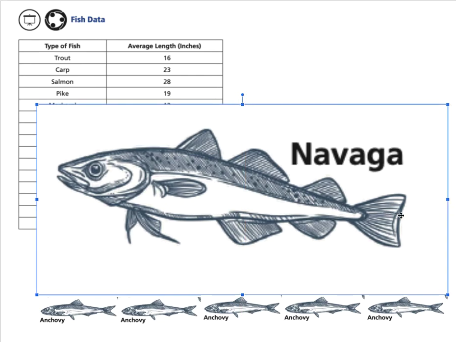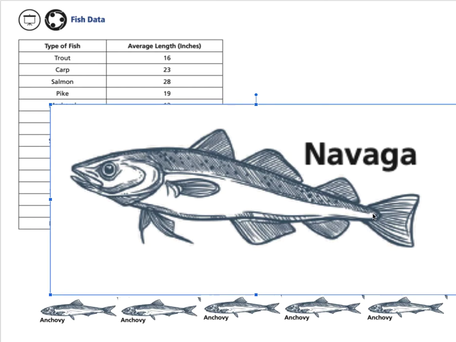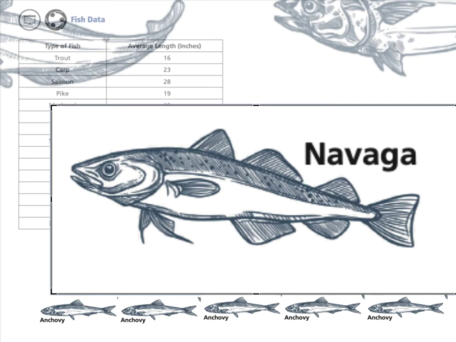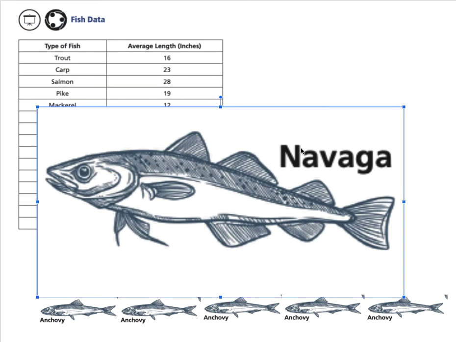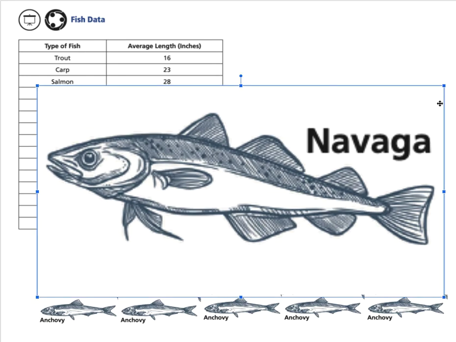But even then, because of how the image is cropped, it's not quite right. So I'll crop that image some more, so that I can expand it even better. So again, I'm going to line it up with the other anchovies. I'm going to expand that right there. Okay, so that's what the relationship should look like.